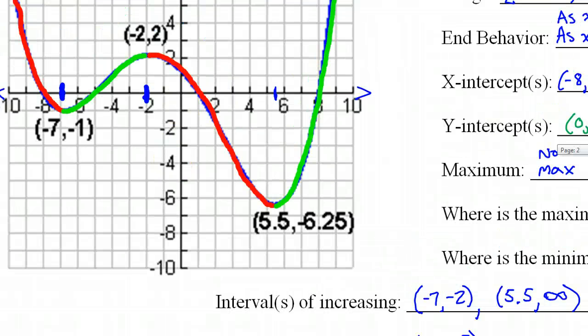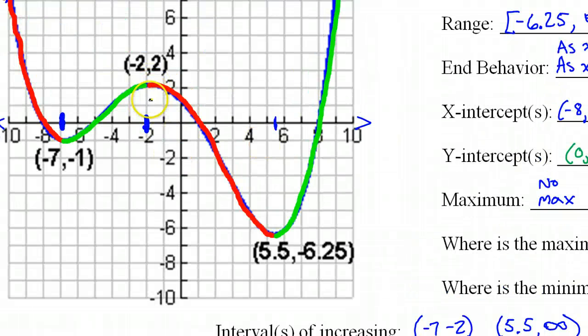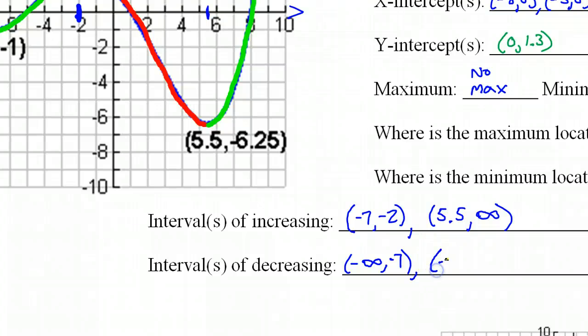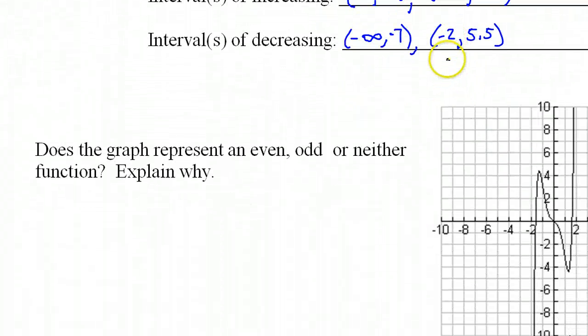Okay? And then the next one begins at -2. So it goes from -2 to 5.5. Okay, x value wise, it goes from -2 to 5.5. It goes from here to here. So I will put -2 to 5.5. Alright, so those are my decreasing and increasing intervals. That's how you do that.